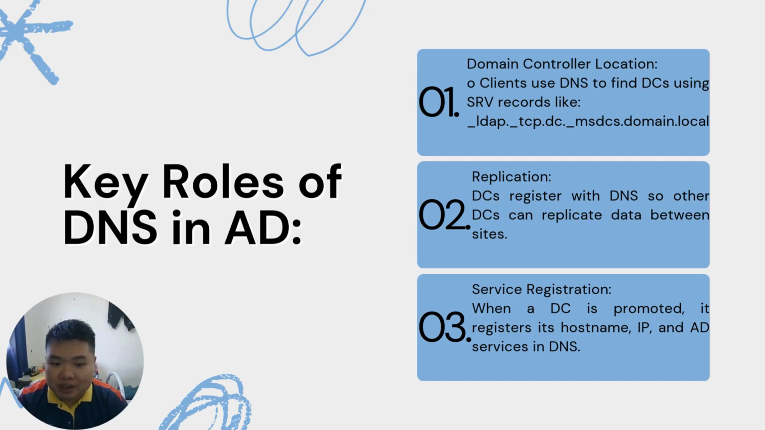Second is replication. DCs register with DNS so other DCs can replicate data between sites. And the last is service registration. When a DC is promoted, it registers its host name, IP, and AD service in DNS. So here is the answer for the key role of DNS in Active Directory.